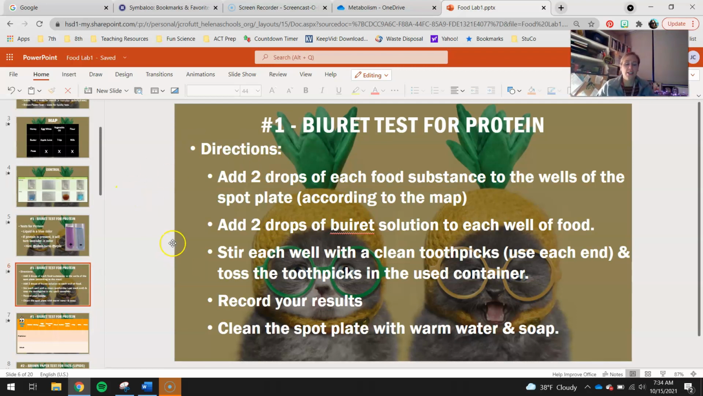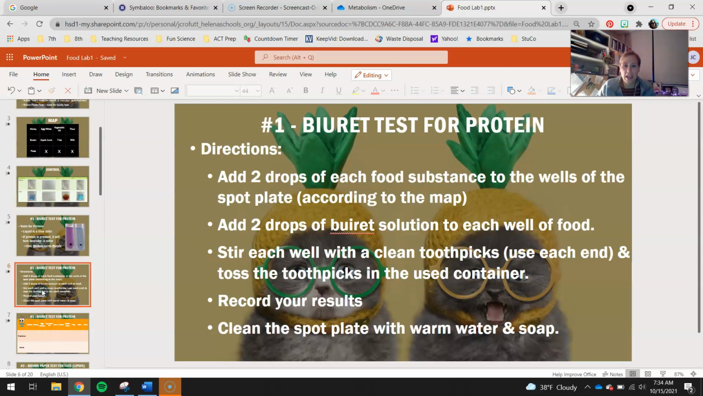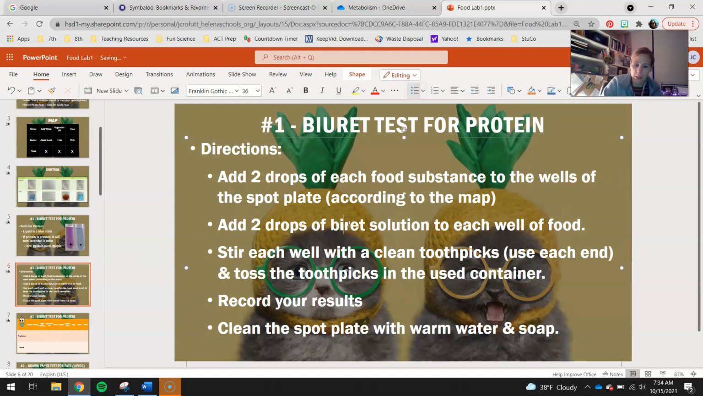Okay, so your directions to this, and you will see me go through these directions in the video, is you're going to add 2 drops of each food substance to the wells of the spot plate, according to this map on slide 3. You will see me talk about that map a couple times. Then you're going to add 2 drops of the Biuret solution to each well of the food. I spelled Biuret wrong like a real champ. Okay, and then you're going to give them a little stir with a toothpick and record your results.